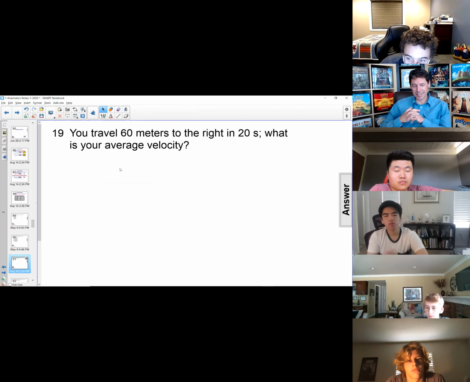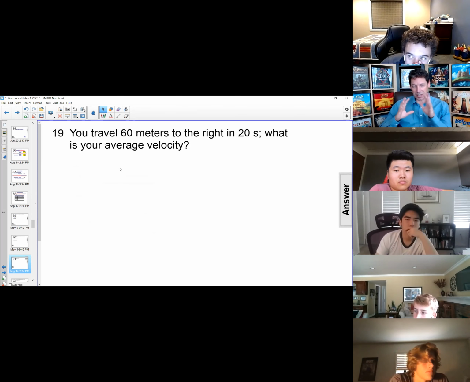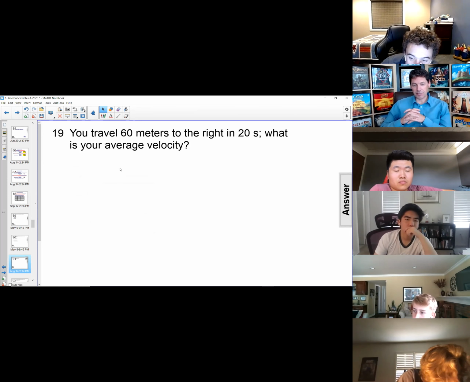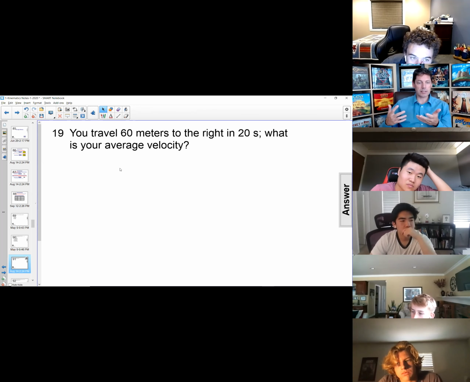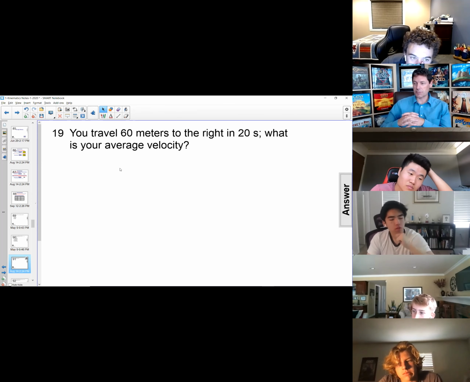All right, Jilly, nice. So Jilly, I saw a lot of 3 meters per second, and Jilly added the word "to the right." Since it's a velocity, we want to indicate direction. Now, you might say, well, I put in 3 meters and 3 was a positive number, so it should be assumed that it's in the positive direction.